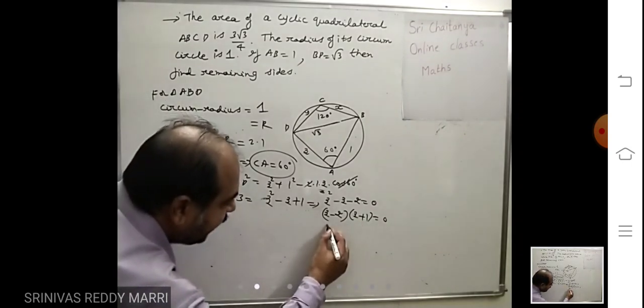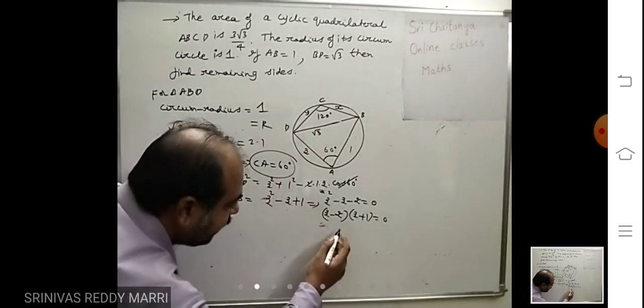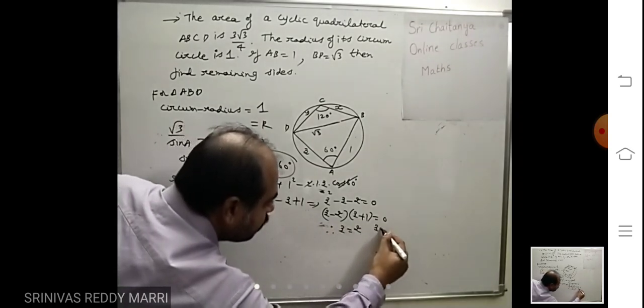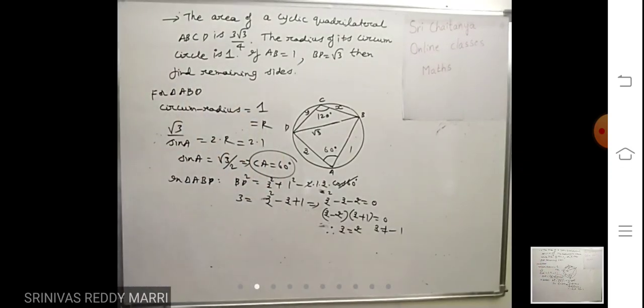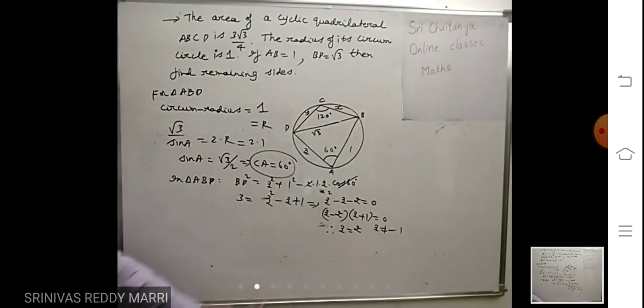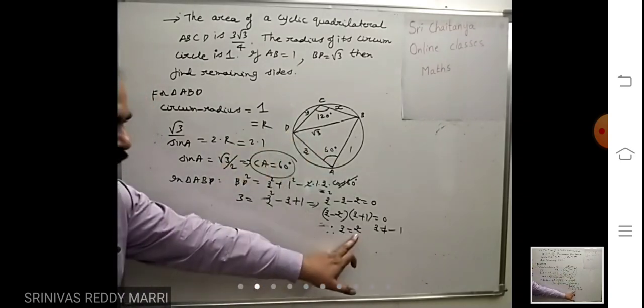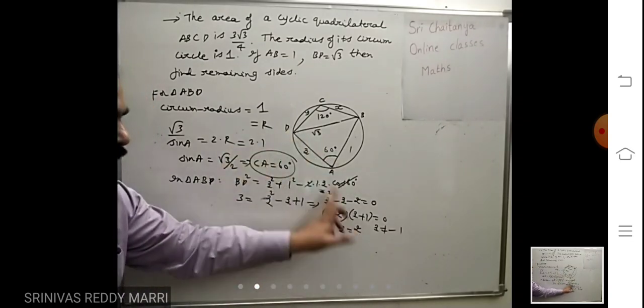Now z cannot be negative because it is the length of the side. Therefore, z equal to 2. z not equal to -1 because the length of the side cannot be negative. Therefore, this side length is what? 2. That you got 2. Right? So, this side you got.